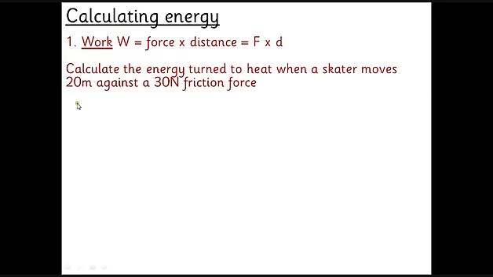So if the skater moves 20 metres against a 30 Newton frictional force, how much work is done against friction? Simply all you have to do is work equals force times distance, 30 newtons times 20 metres, 600 joules. As ever, just be careful with the units. If they had that in centimetres or kilonewtons, then you'd have to allow for that.